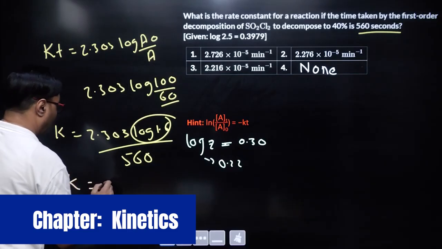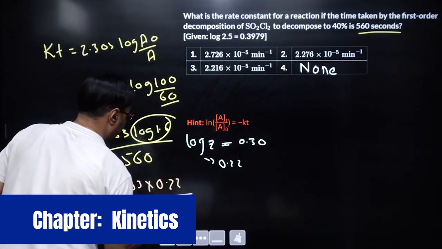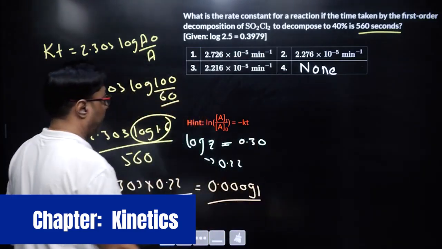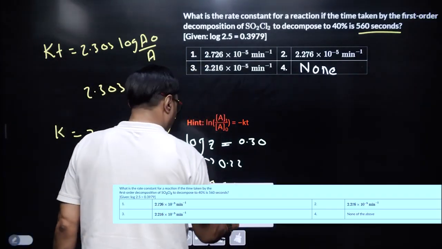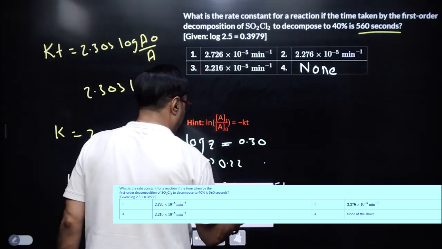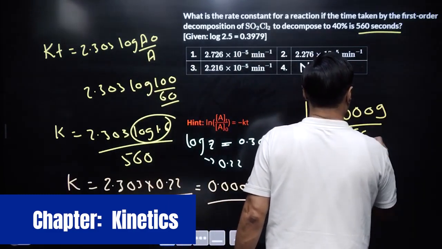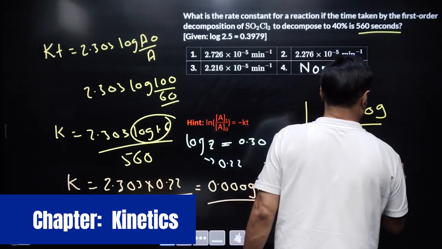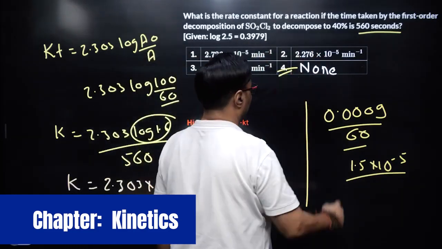Now K can be 2.303 multiplied by 0.22 divided by 560 seconds. This is going to be 0.0009, let it be 91. But the unit will be second inverse. I need the answer in minute inverse. So it's 0.0009 by 60. This will be something around 1.5 into 10 raised to power minus 5. You will see that this type of option is not included here. So the answer will be the fourth.